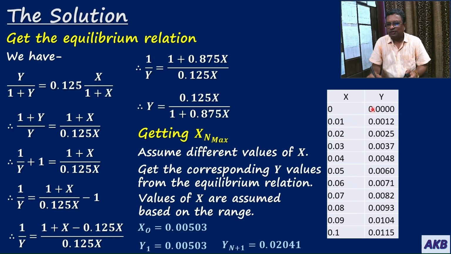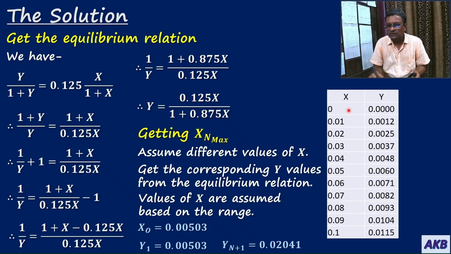So what will be the increment in Y values? You can see over here. So it is 0.0012, 0.0025, and for capital X is equal to 0.1, a value of Y is 0.0115. But I need to go till Yn plus 1, which is 0.02041. So I will need more X values. So what I do, I decide I can use larger increments in capital X so that I will need fewer values of X. That will give fewer values of Y, and then I can easily plot the graph.